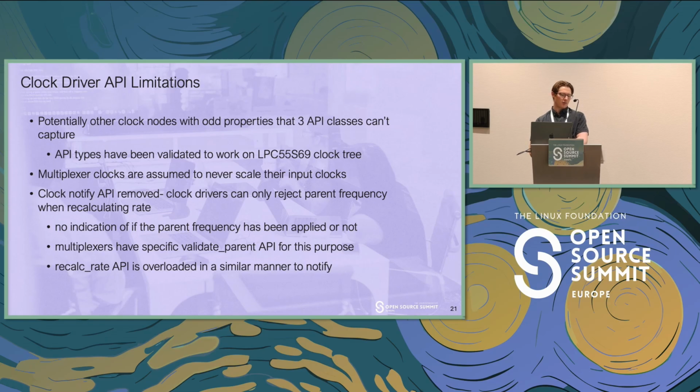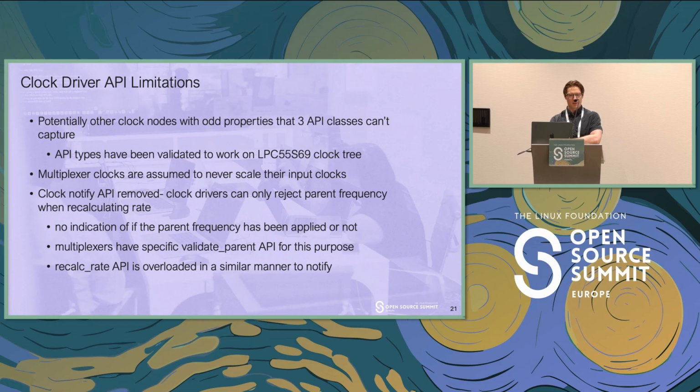I am not aware of clocks that reside outside of those 3 classes that I defined. I've validated this on the 55S69 clock tree. It works, but particularly multiplexer clocks, if you know of a multiplexer clock that can't be split out into a divider and a multiplexer or something, that could break this. It's something we need to make sure is okay. The thing I want to avoid is having to change the API that vendors implement after the framework is merged or close to finalized.